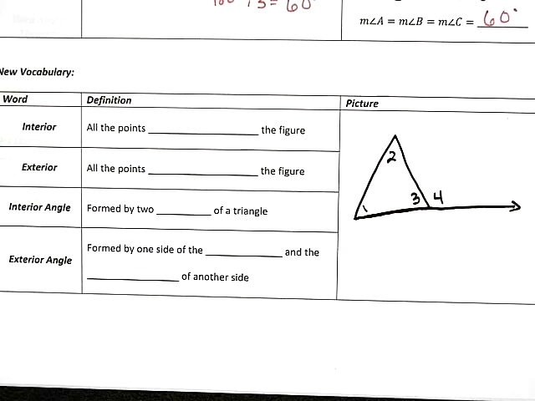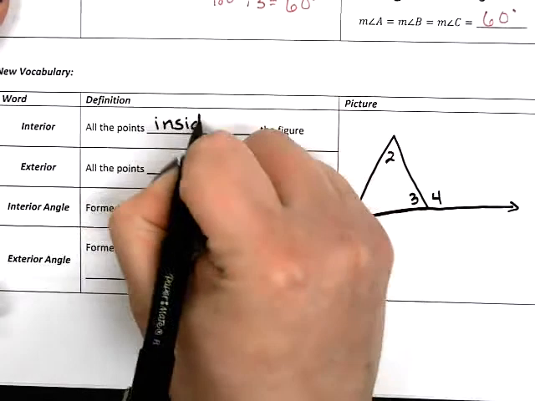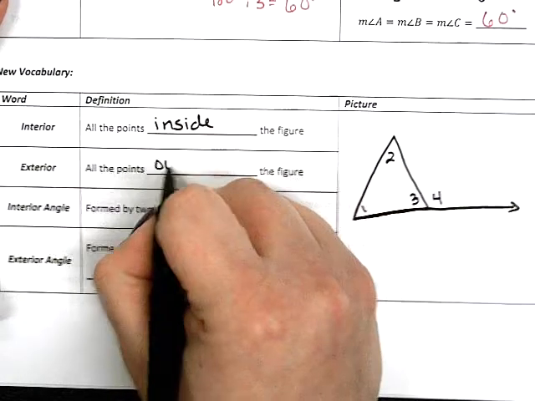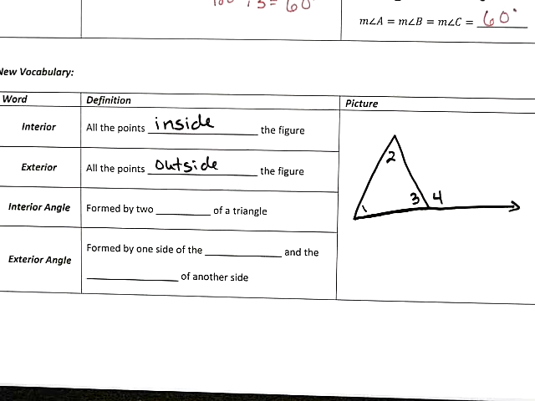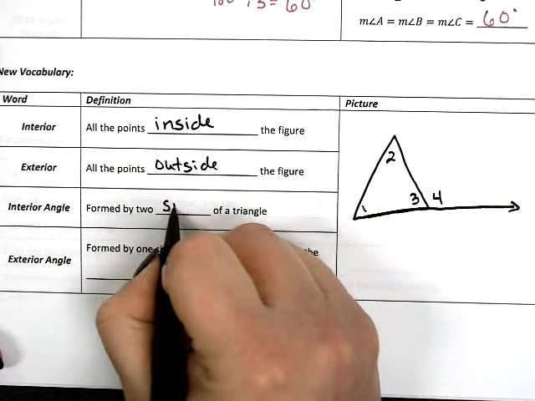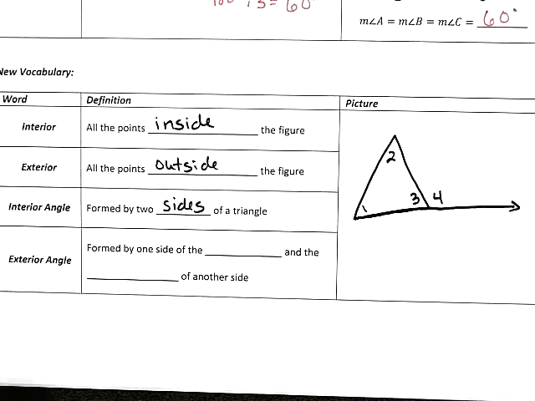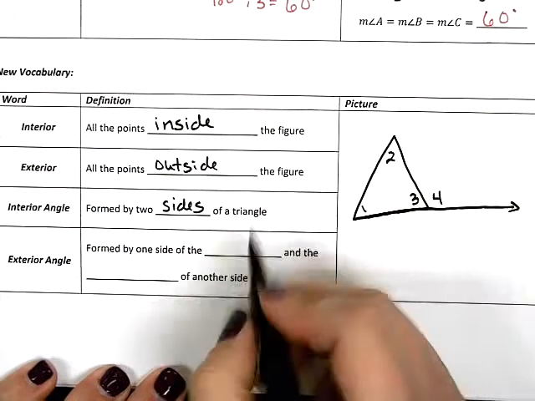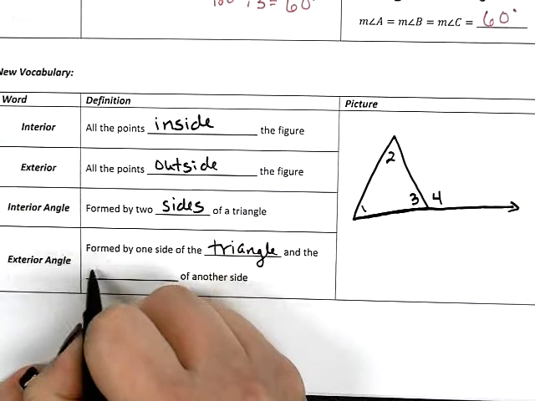Interior is all the points inside a figure. Exterior is all the points outside a figure. That should all be familiar, right? Inside, outside, interior, exterior. Now we're going to talk about interior angles. Interior angles are formed by two sides of a triangle. Exterior angles, however, are formed by one side of a triangle and the extension of another side.